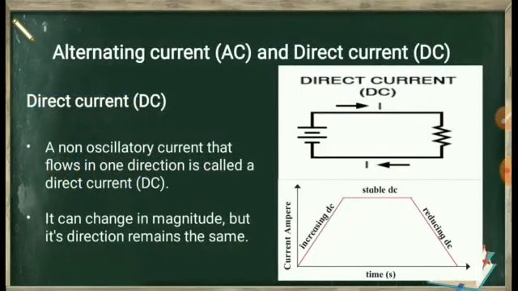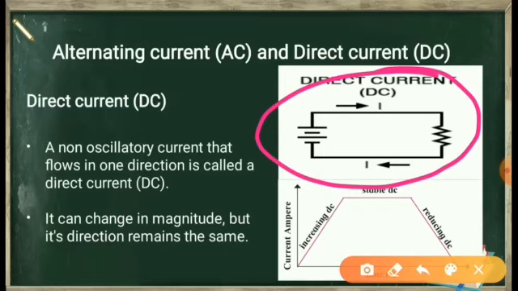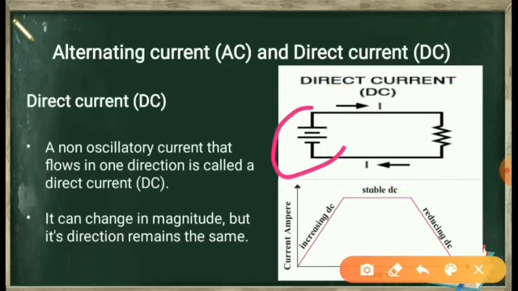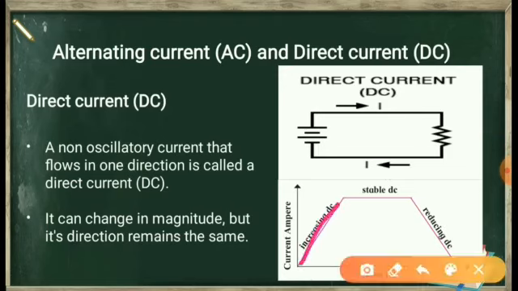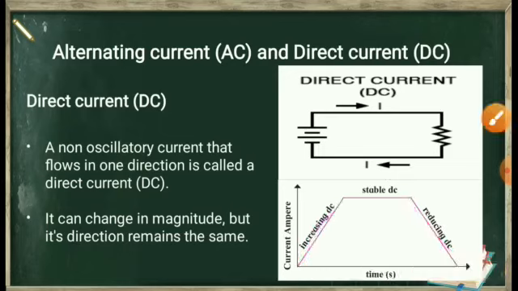Alternating current and direct current. Direct current, a non-oscillatory current that flows in one direction, is called a direct current. This is a circuit diagram shown for the direct current. Here the supply is the electric cell. It can change in magnitude but its direction remains the same. You can see here it is increasing, here it is stable, and here it is being reduced. This is the graphical representation shown for the DC current.